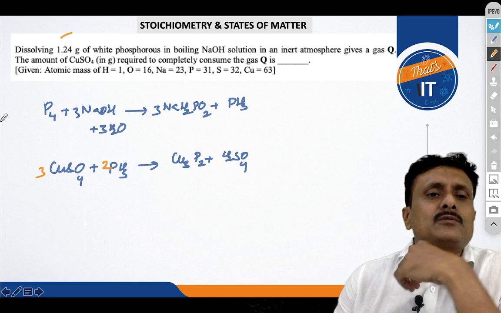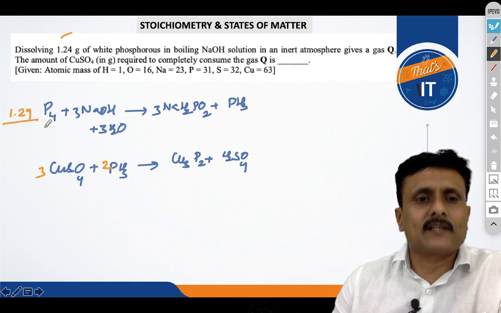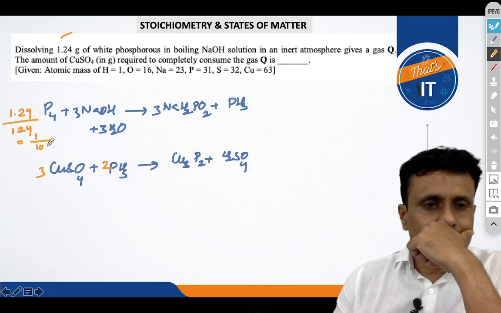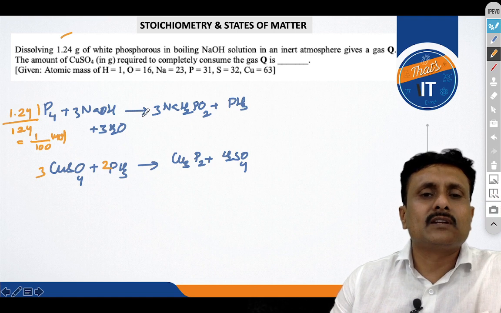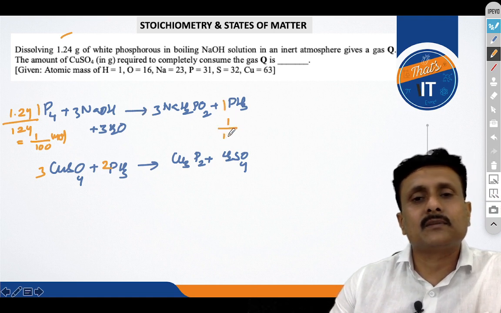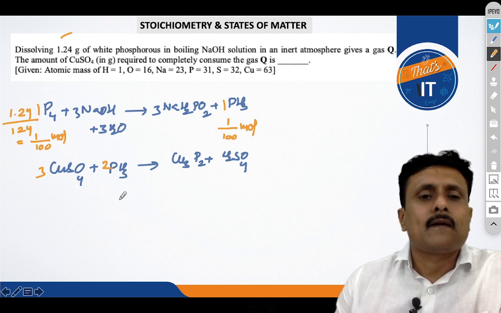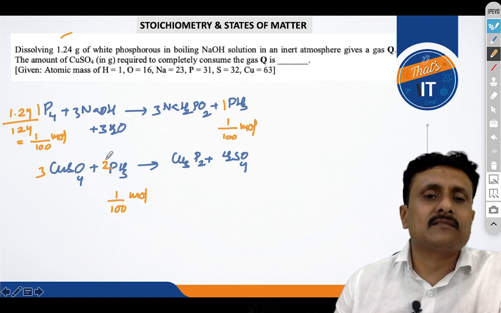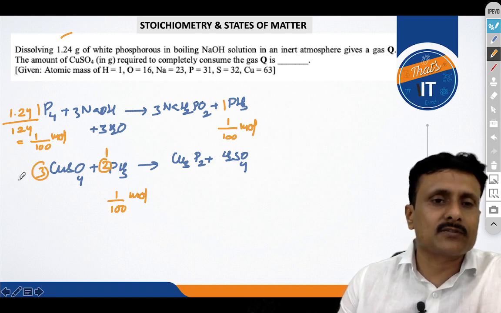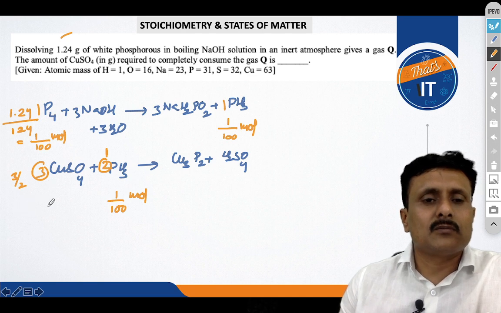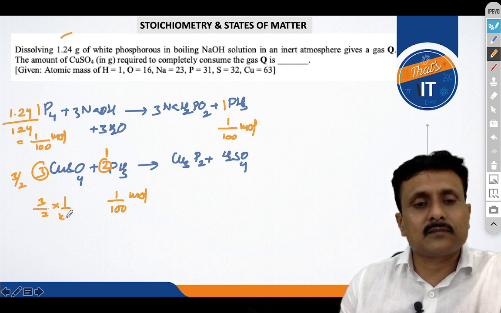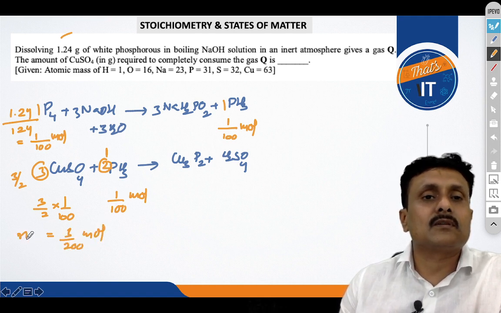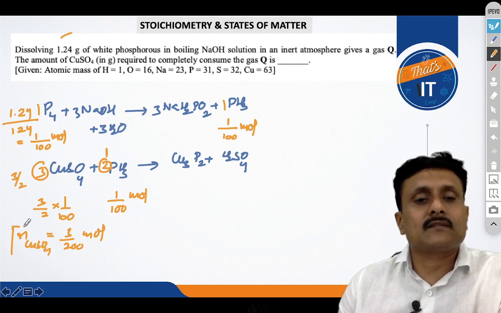As you can see, 1.24 is the number of moles we are going to find out, divided by 31 into 4, that is 124. That means 1 mole gives rise to 1 mole of PH3. So 1 by 100 means 1 by 100 mole of PH3. Now 1 by 100 mole of PH3 is being taken. 2:3 is the ratio, or 1:3 by 2. So the number of moles of copper sulfate are 3 by 2 times of 1 by 100, that is 3 by 200 moles. So this is the number of moles of copper sulfate.